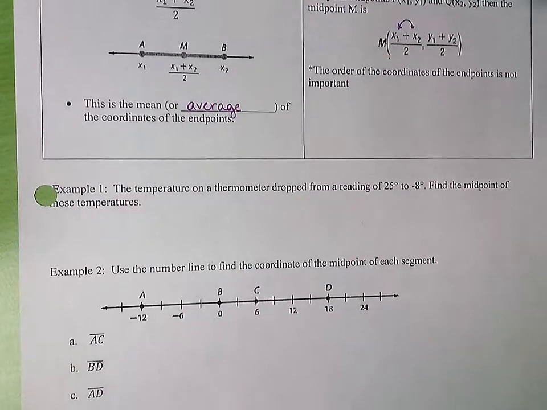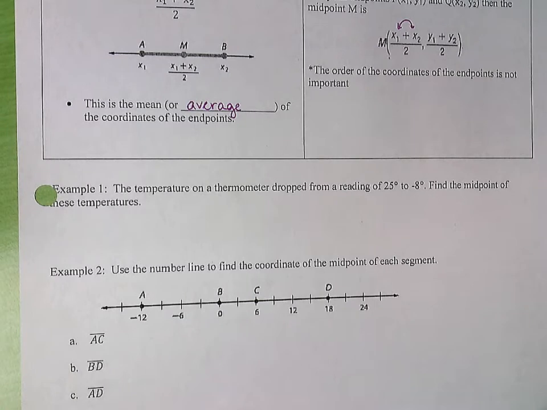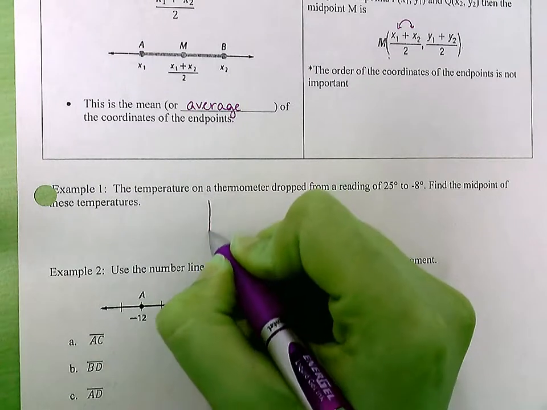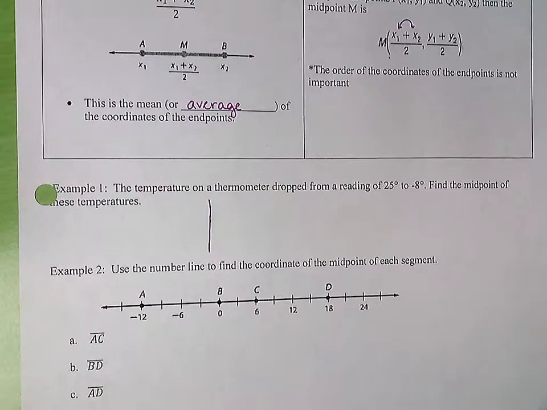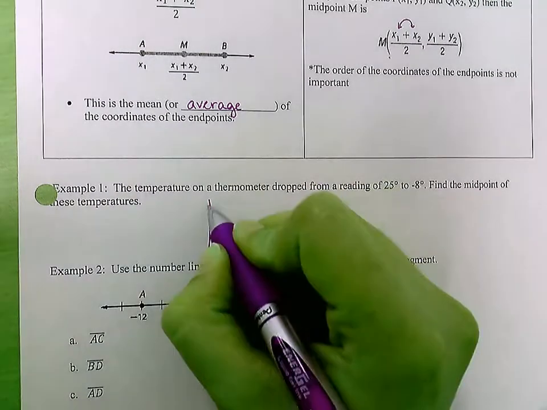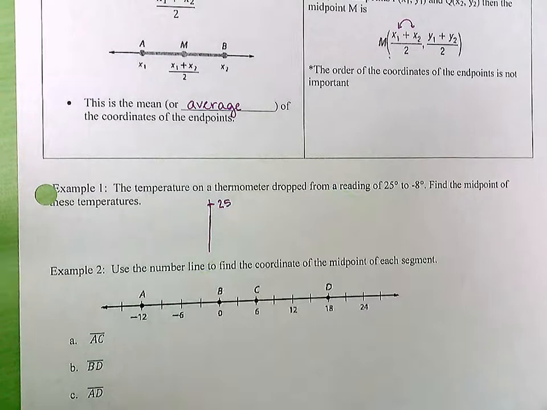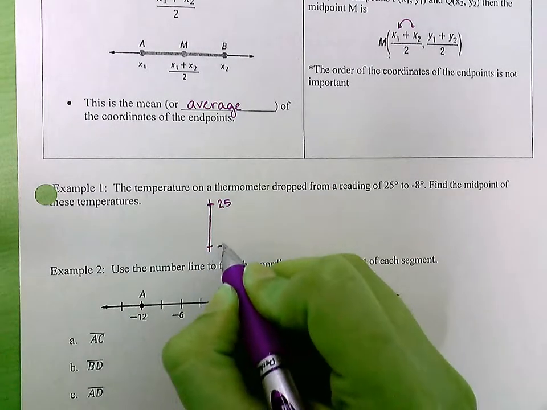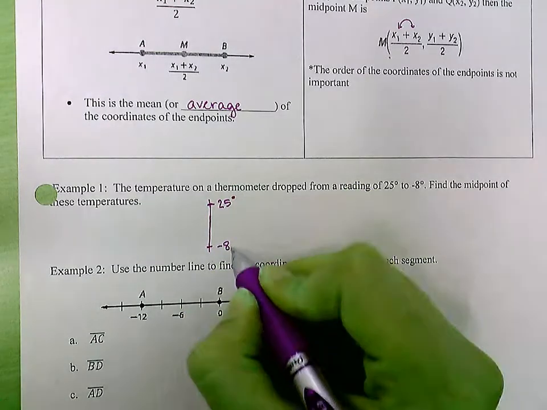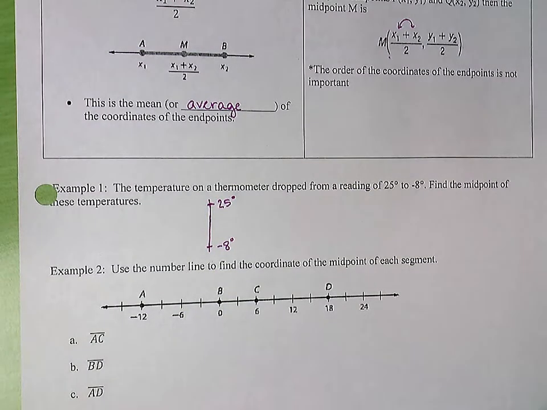All right, so example 1. The temperature on a thermometer dropped from a reading of 25 degrees to negative 8 degrees. We want to find the midpoint of these temperatures. So if I have my thermometer, I'm just going to draw a line, and we're going from 25 to negative 8. We want to find a midpoint of these.